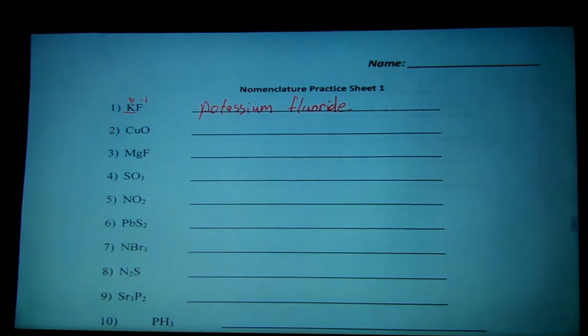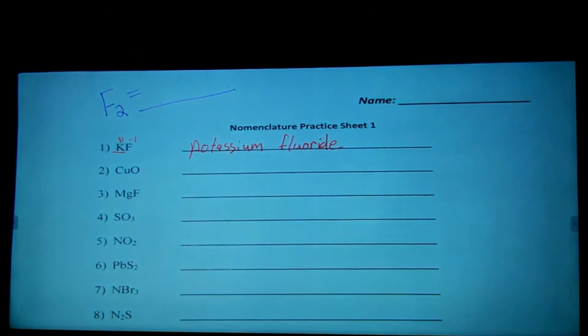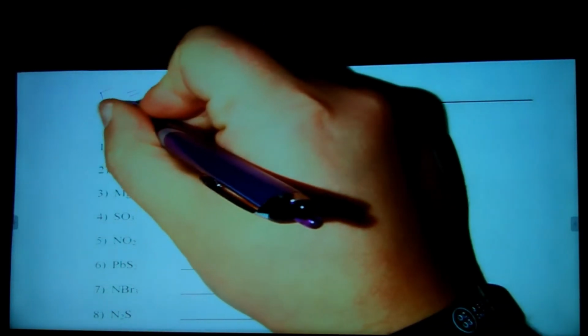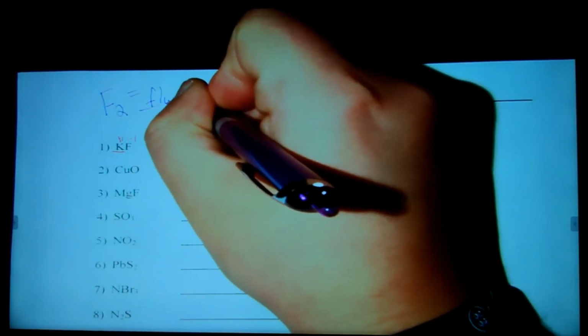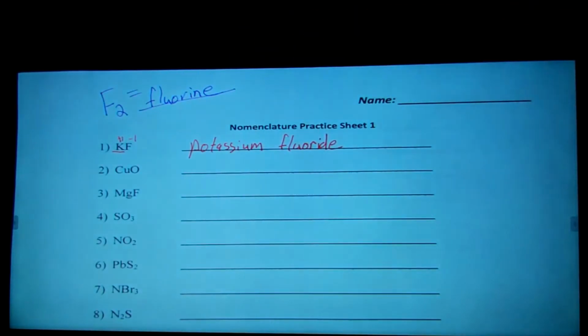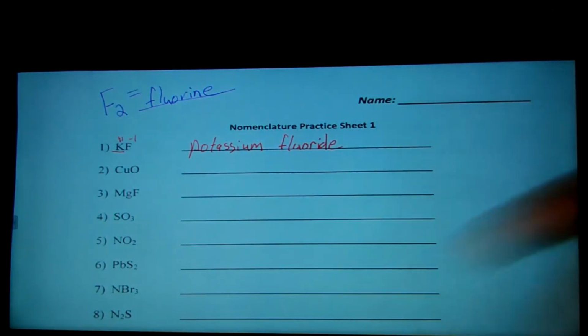But if F had a 2 beside it, would we just put fluorine? The only way you would put fluorine is if it was F by itself. Mr. Hall, can I ask a question? Yes. Is there any way we would have 2 in the S block? No. This F2 is fluorine because it's a diatomic. It's bonded to itself. There are 7 diatomics naturally existing in nature.